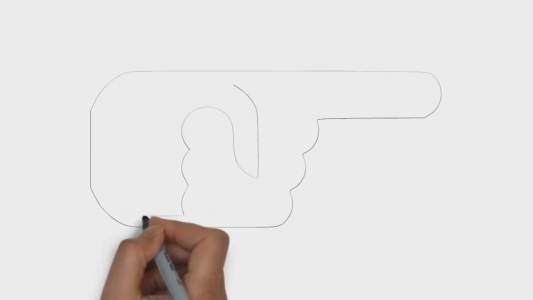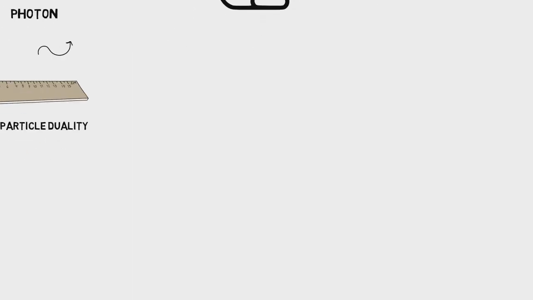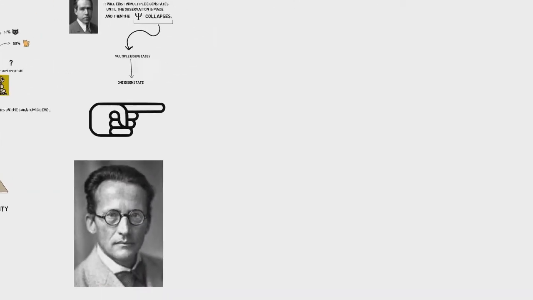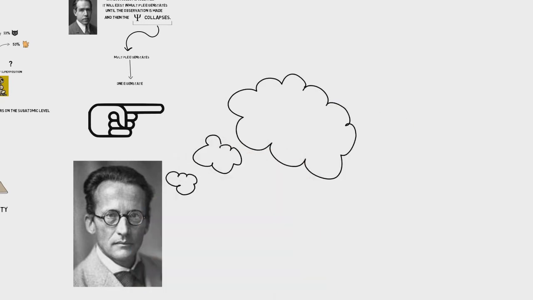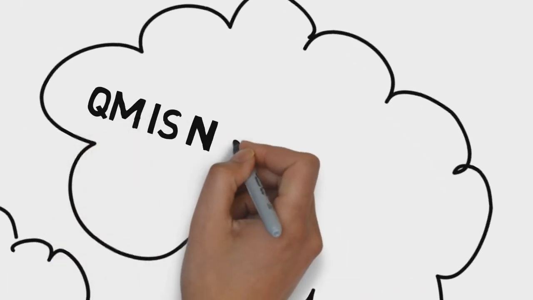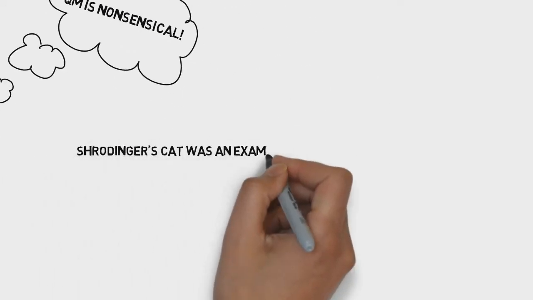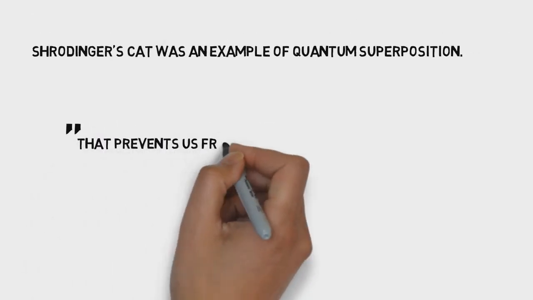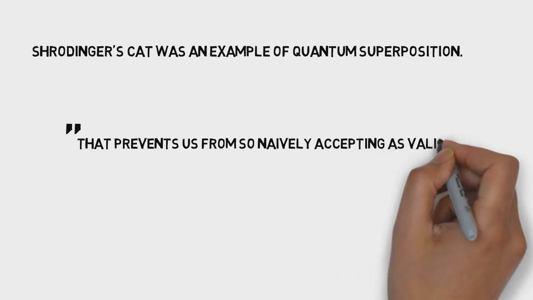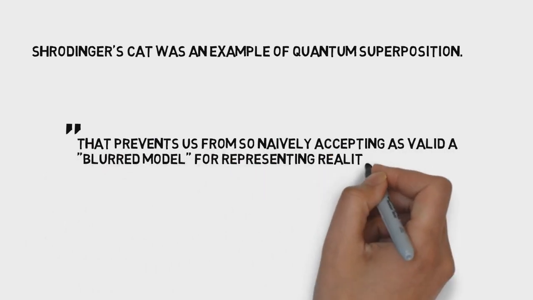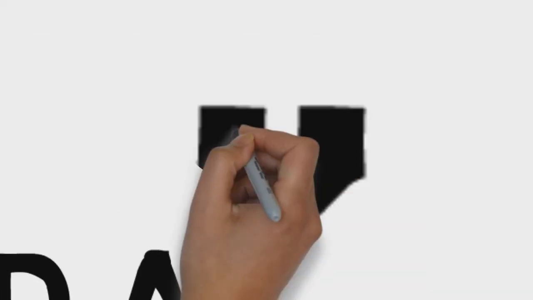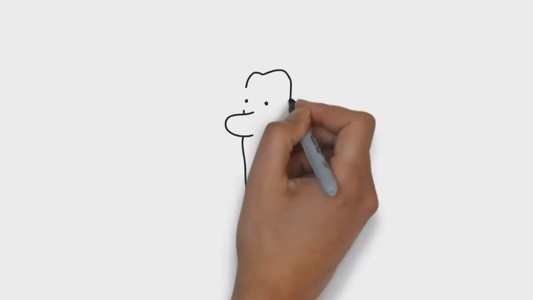There's one thing to point out. Schrödinger didn't actually believe in the Copenhagen interpretation. Schrödinger's cat was an example of quantum superposition, and as he states, that prevents us from so naively accepting as valid a blurred model for representing reality, which basically means that the quantum model does not satisfy reality well.